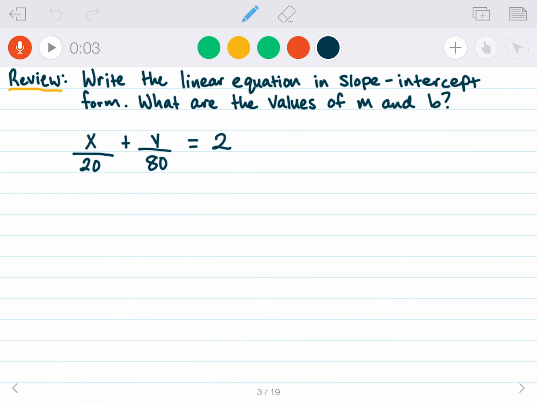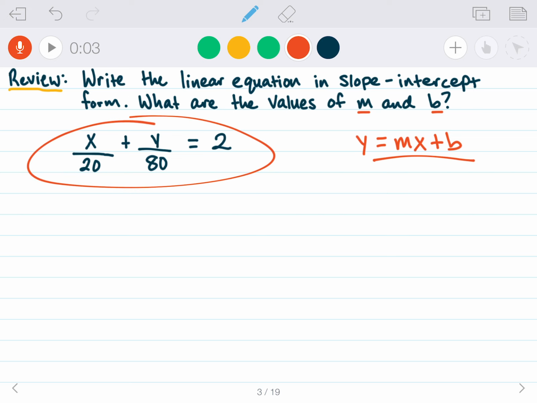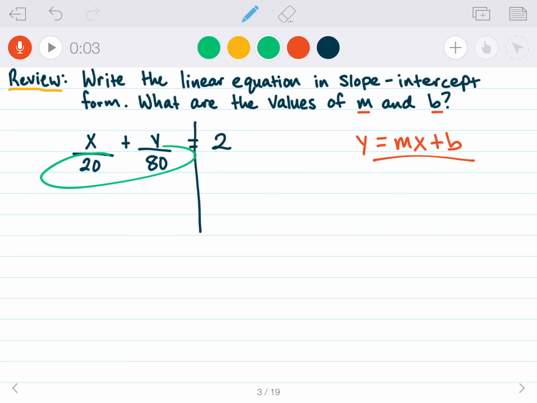What about this one? So how could we write this in slope-intercept form? What are the values of m and b? So again, slope-intercept form is of the form y equals m times x plus b. So when we're asked to put something in slope-intercept form, we're asked to isolate y. We want to get y on one side by itself. So how do I do that here? How do I approach this? Well, in your previous algebra class, or whenever you saw this last, you probably talked about clearing denominators to make your life easier. And what do I mean by that? Well, I don't want to deal with these fractions, that's for sure.